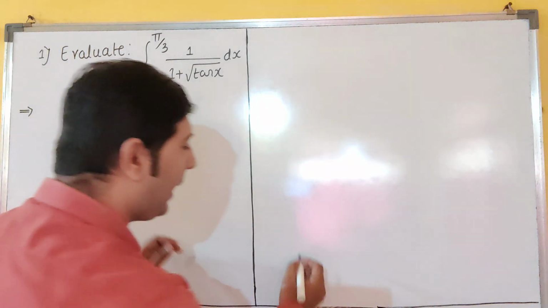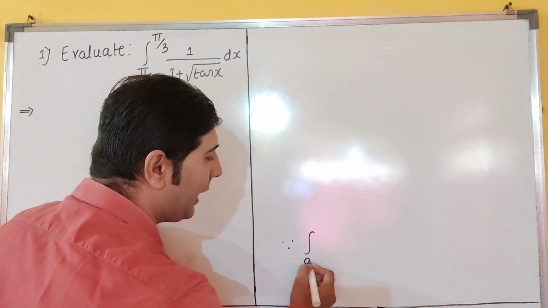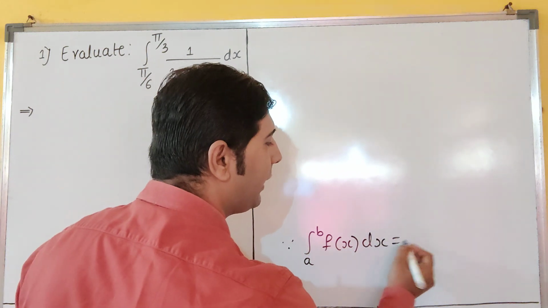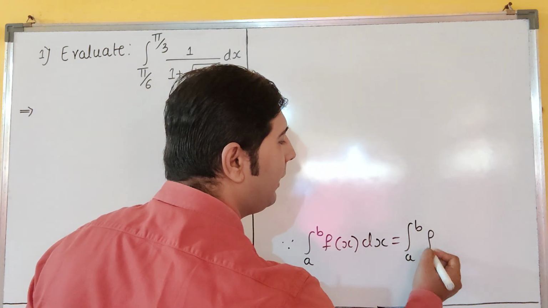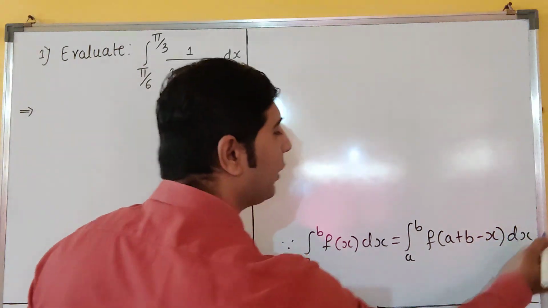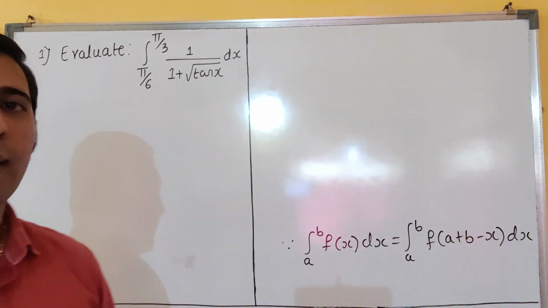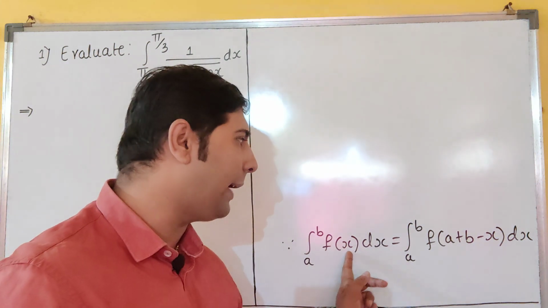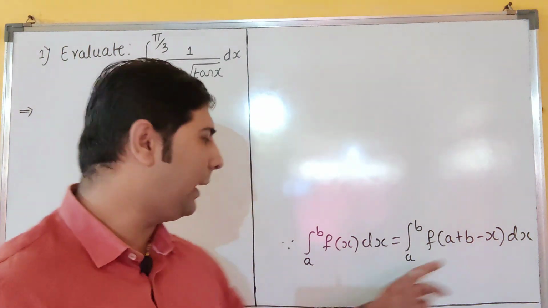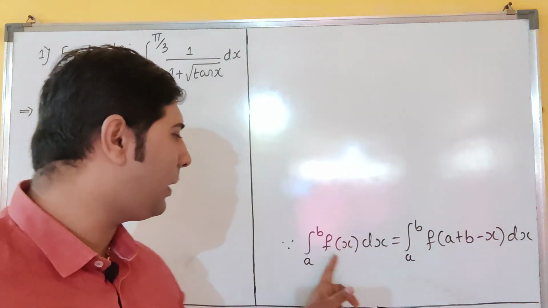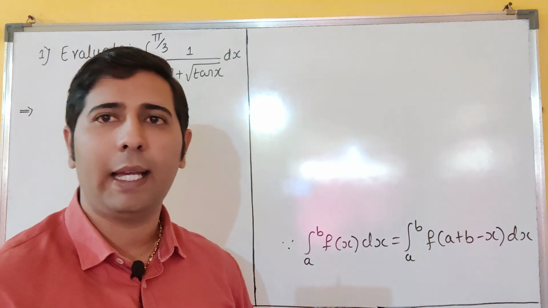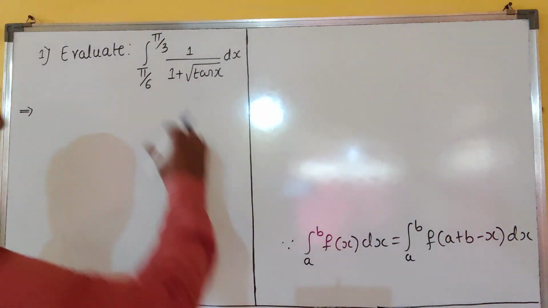King formula you know very well. So I will write here: integration a to b f of x dx is equal to integration a to b f of a plus b minus x dx. This is what the property says, dear students. In the place of x, what do we have to put? A plus b minus x. It is the same only, just replace x by a plus b minus x. Clear? Now we will see how to solve this problem.